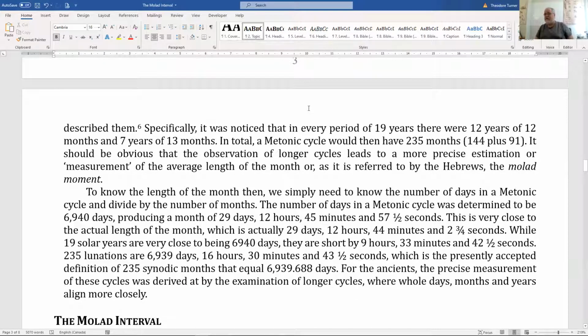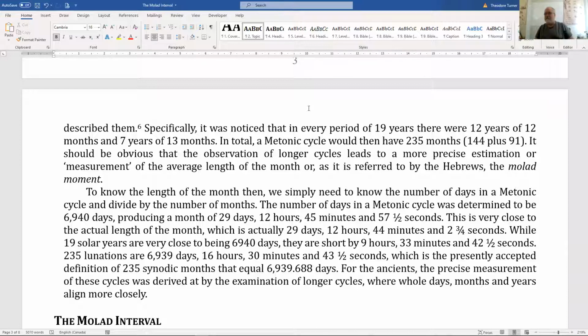Specifically, it was noticed that in every period of 19 years, there were 12 years of 12 months and 7 years of 13 months. In total, a Metonic cycle would then have 235 months. That is, if you take 12 by 12, you get 144, and 7 by 13 is 91. It should be obvious that the observation of longer cycles leads to a more precise estimation or measurement of the average length of the month, or as it is referred to by the Hebrews, the Molad moment.